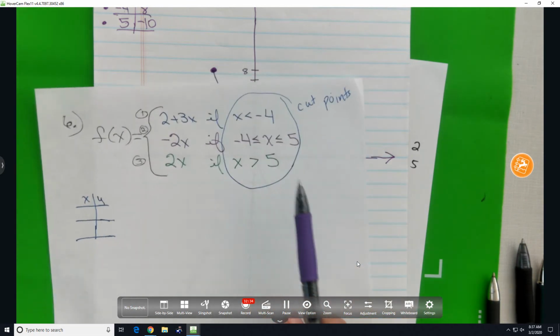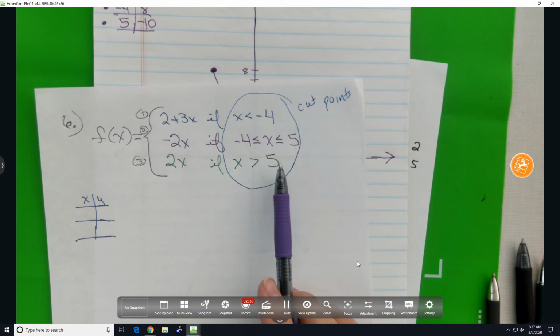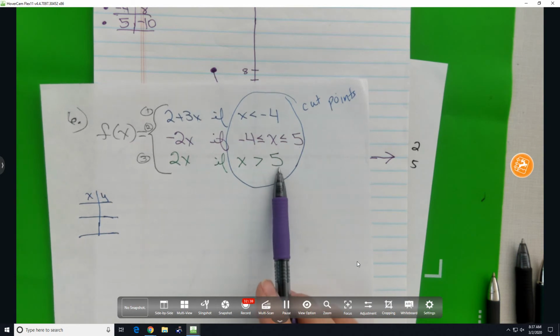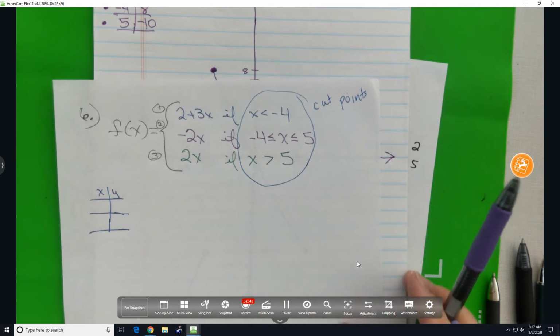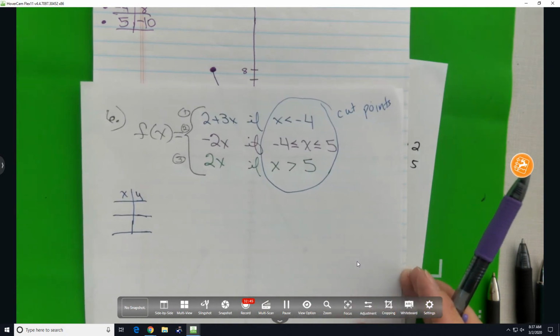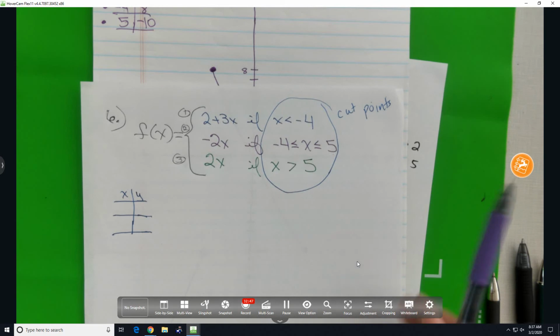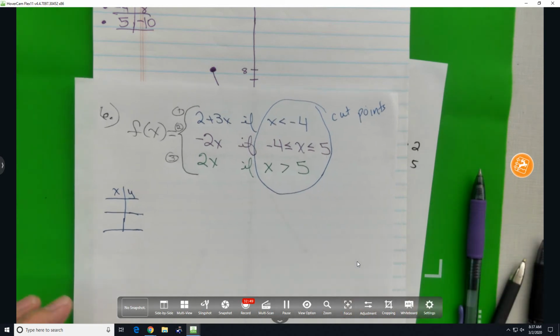What do y'all think for the green piece? Will we have an arrowhead? It's going to start at 5. Is it going to stop? No, so we will have an arrow for the green piece. Let's do the green piece now.